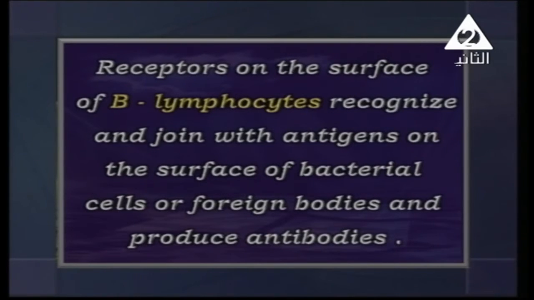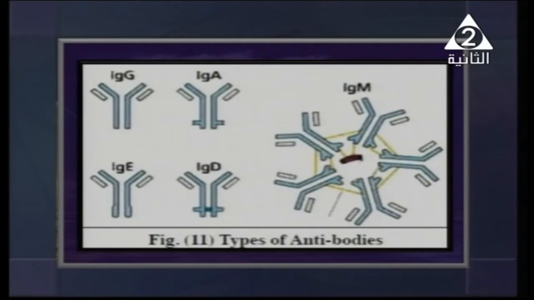So antigens are related to the bacterial cells, while antibodies are related to what? The B lymphocytes, for recognizing the antigens. And these are the types of antibody that we have, such as what? IgG, IgA, IgE, and D, and the other picture shows us how they are recognized, the antigens of the bacterial cells.